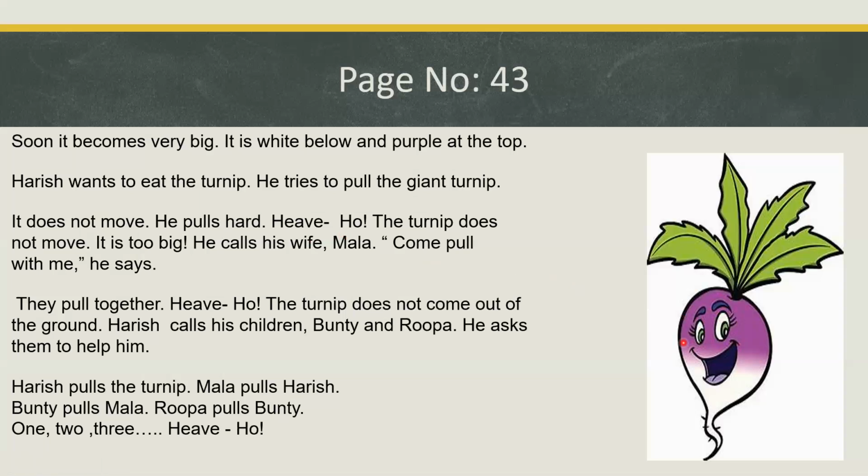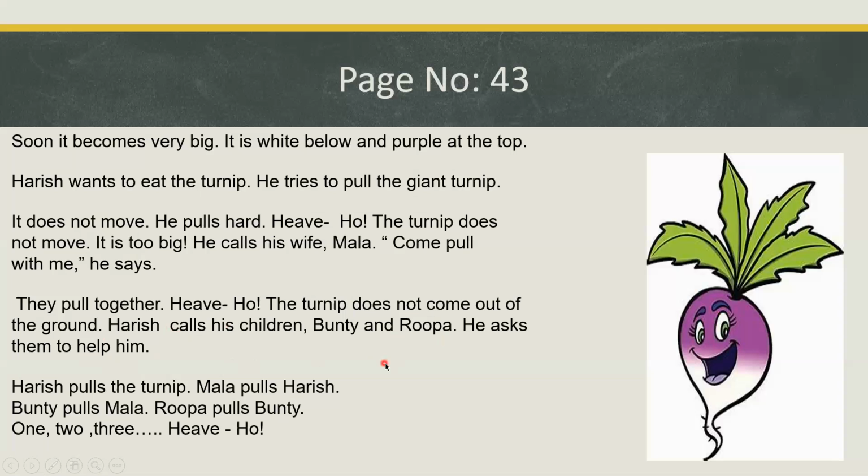And he calls Mala, come here, pull the turnip along with me. They pull together. Hey ho! The turnip does not come out of the ground. Harish calls his children, Bunty and Rupa. He asks them to help him.